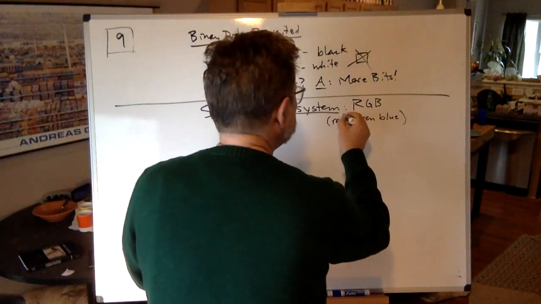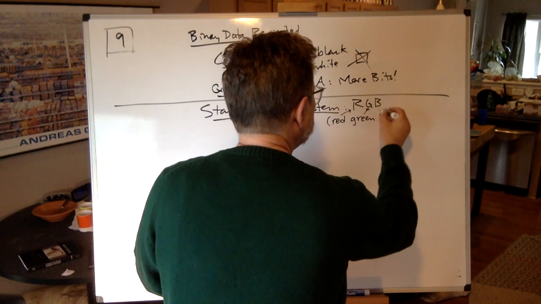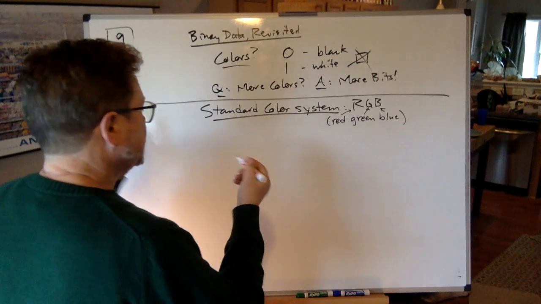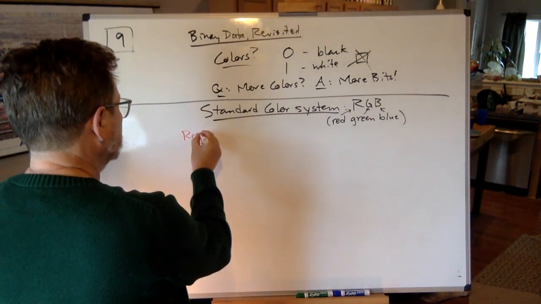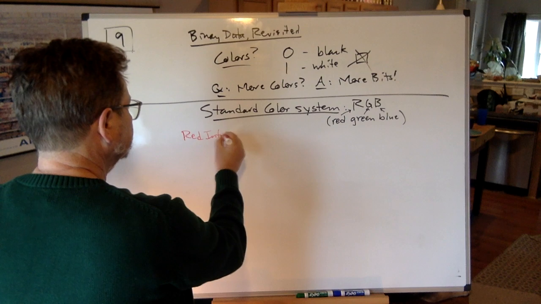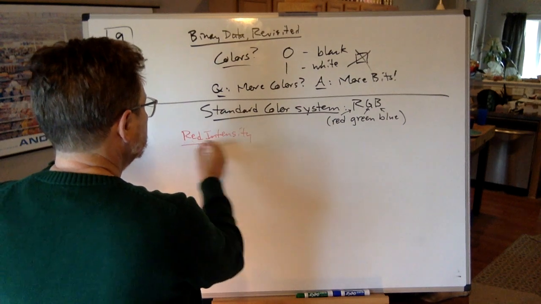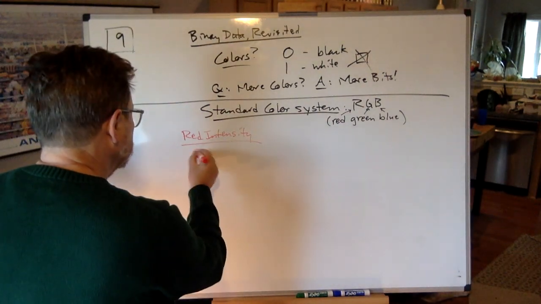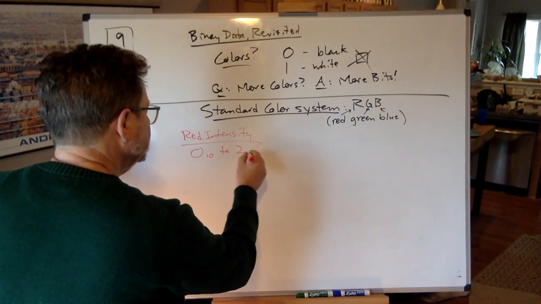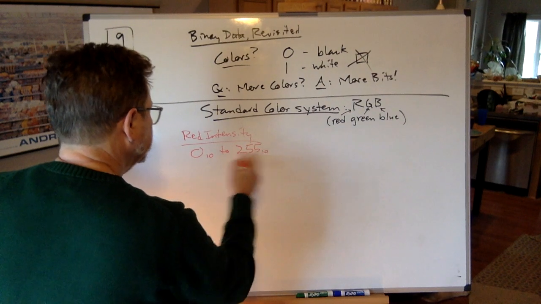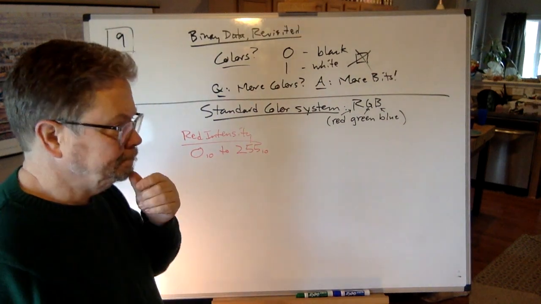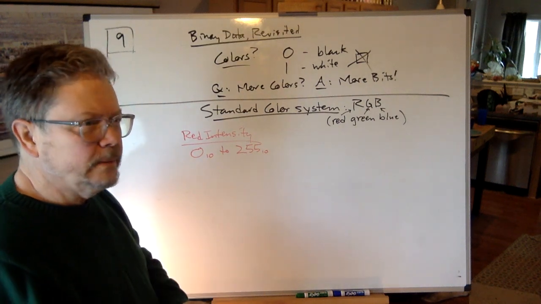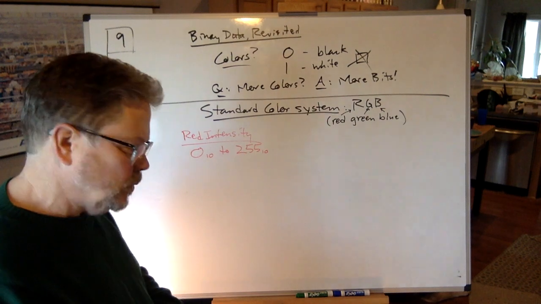So it turns out that we can represent any color we want by varying the intensities of red, green, and blue. What intensities are possible? Well, here I'm going to put the red intensity since that's the first one. The red intensity, it turns out, can be anything between 0 in base 10 to 255 in base 10. That 255 rings a little familiar. I think we've seen that before somewhere.